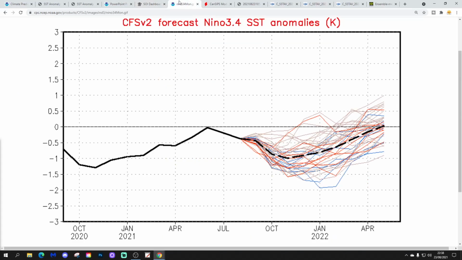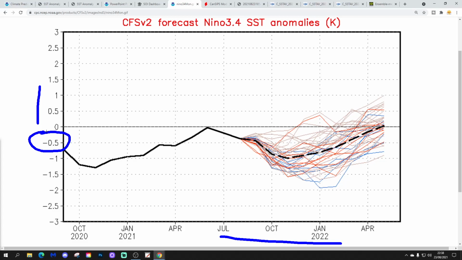So let's have a look at some model data then. So this is CFS V2. With this we've got our temperature anomalies on the side and the dates in multiple periods along the bottom. So, of course, the all-important number is that minus 0.5, half a degree below average.